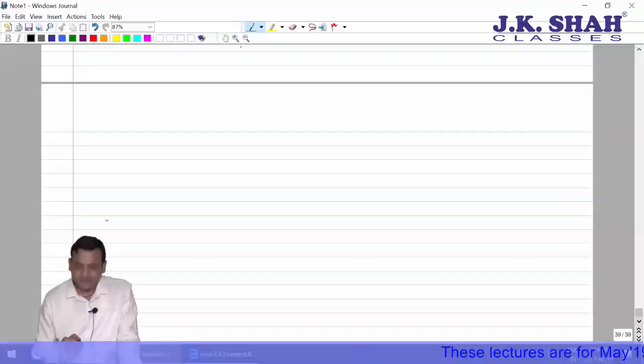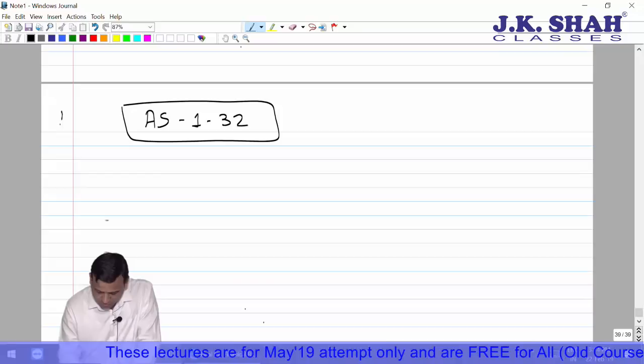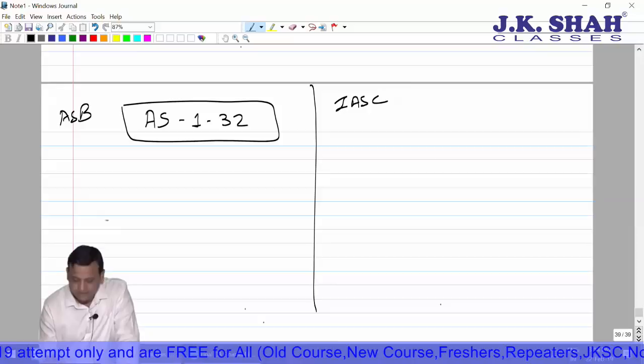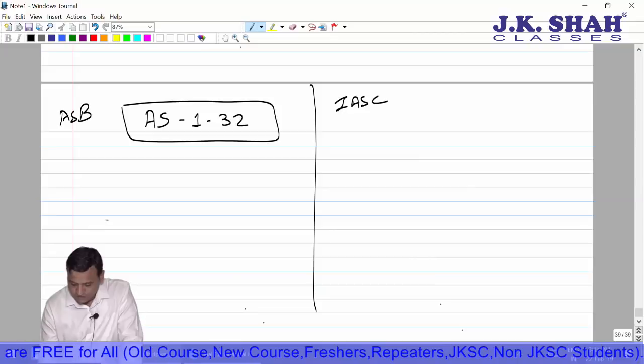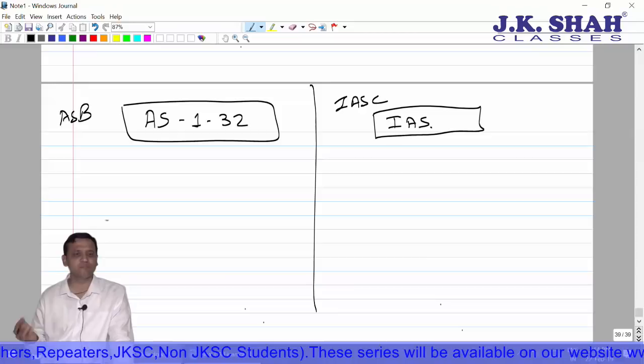Like we had our accounting standards. These accounting standards, basically 1 to 32, were given by the Accounting Standards Board of ICAI. At the international level, they had something known as IASC, the International Accounting Standards Committee, which used to give IAS, International Accounting Standards. And we used to give accounting standards somewhat similar, and in many areas we were different from them.